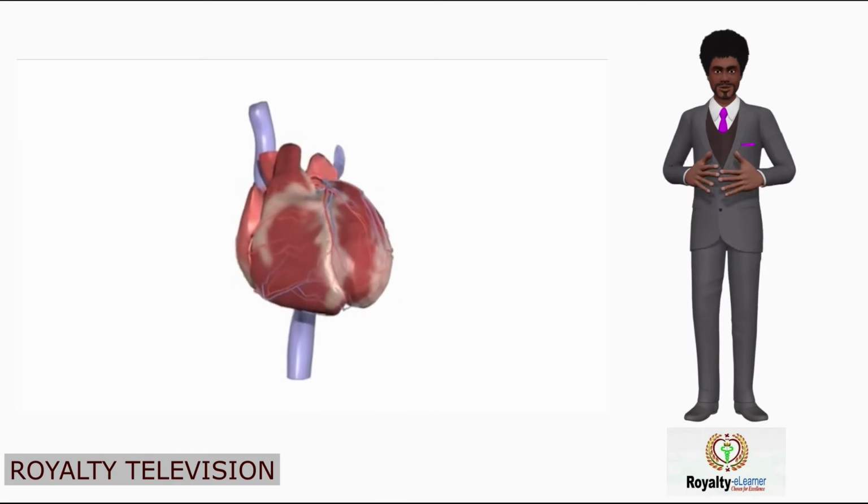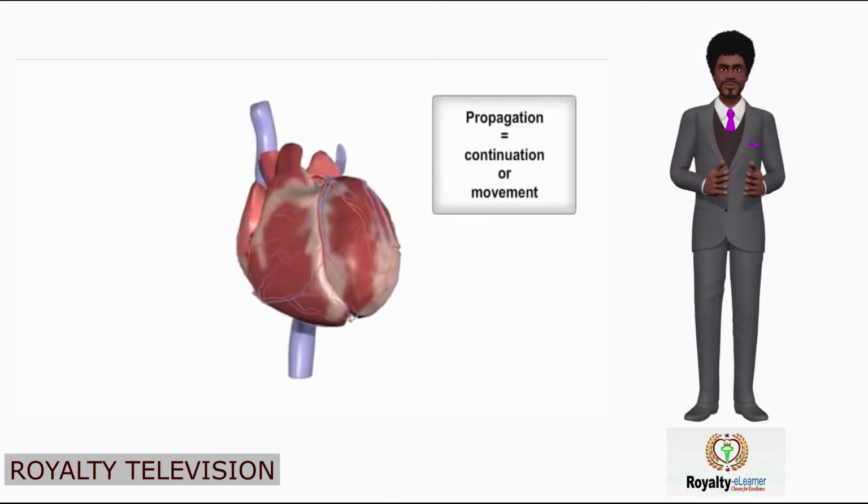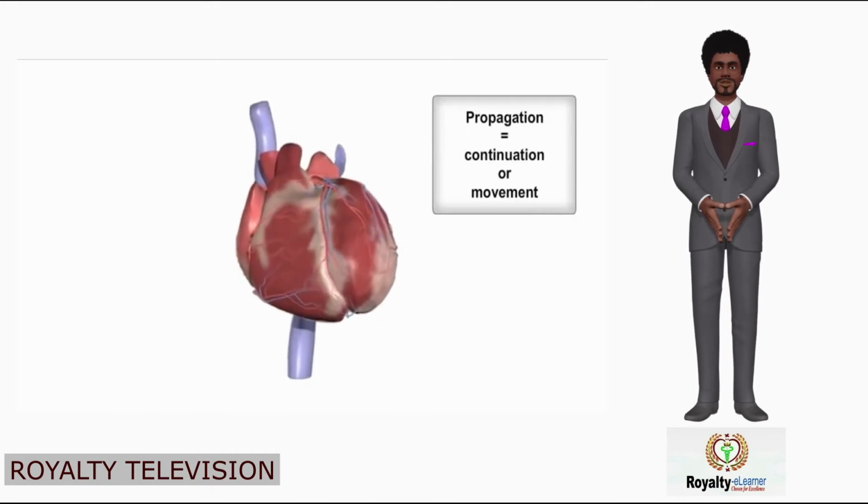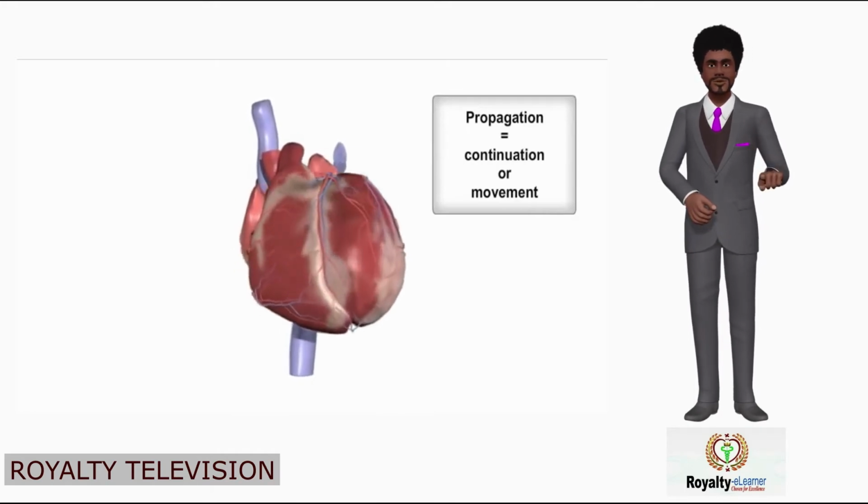The heart's conduction system controls the generation and propagation of electrical signals, or action potentials, that cause the heart's muscles to contract and the heart to pump blood.